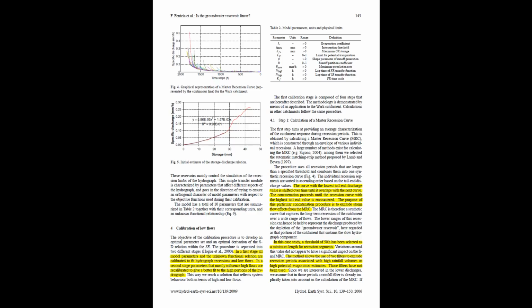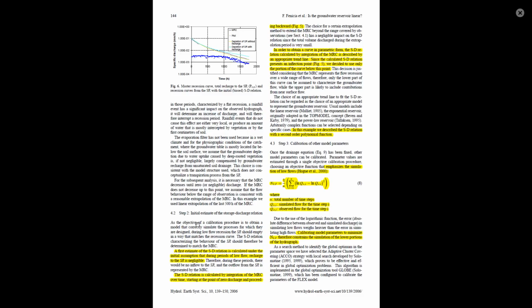Now, the initial estimate of the storage-discharge relationship, let's look a little bit into that. I think that's on the next page. Yes, that is section 4.2. This is done through integration of the master recession curve in time, starting at the point of zero discharge. So they basically have to extrapolate the graph that we saw in the earlier page, and then move backwards in time so that they can reconstruct the storage-discharge relationship.